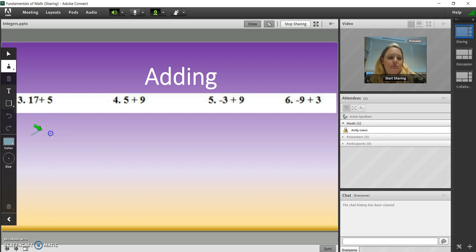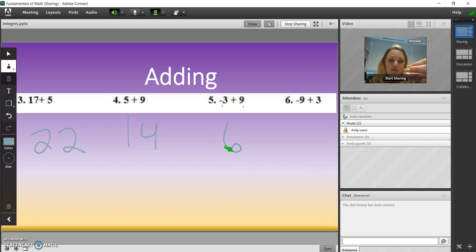Right here, 17 plus 5, we can totally do that. It's 22. 5 plus 9 is 14. Like you have $17 in one pocket and $5 in another pocket, you have $22. You have $5 in one pocket, $9 in another pocket, you have $14 in your pocket. Right, number 5. You owe me $3, but you have $9 in your pocket.